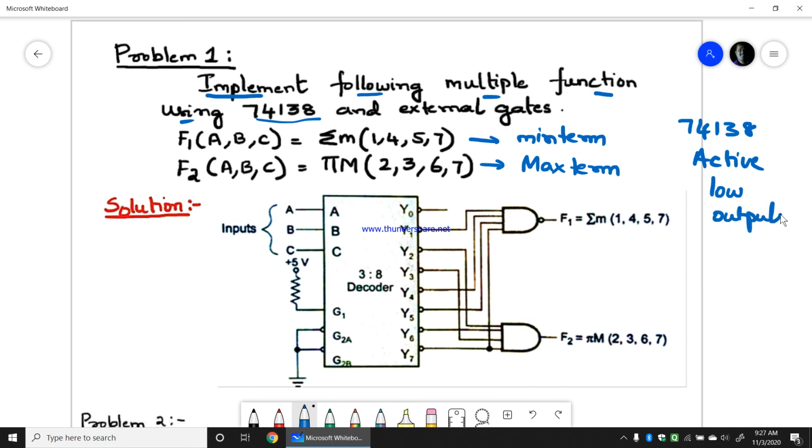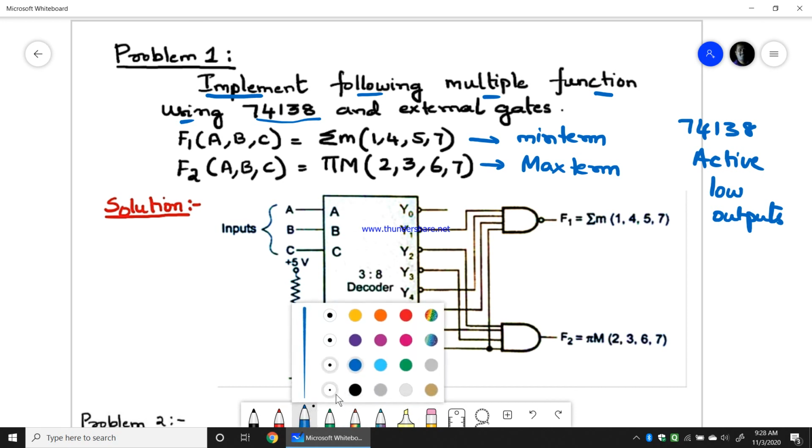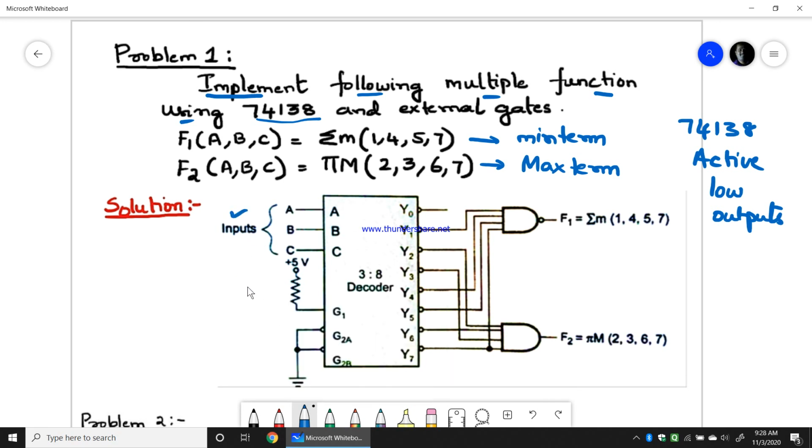If you go back and rewind and see my video where the 74138 IC has been explained, there you can see the pin details of 74138. In 74138 we have 3 input lines, 1 active high enable input G1 and 2 active low enable inputs, and all output lines are active low in this 3:8 line decoder. So in 74138 we have all active low outputs.